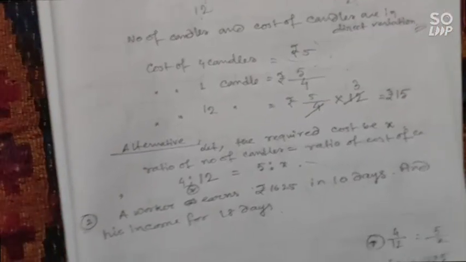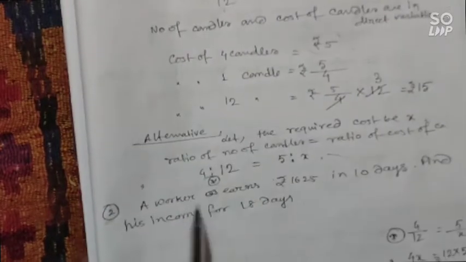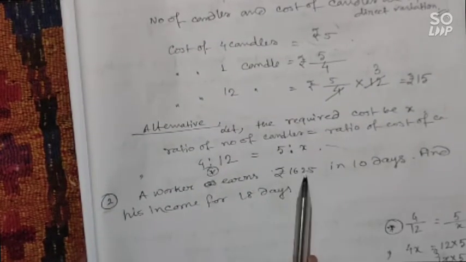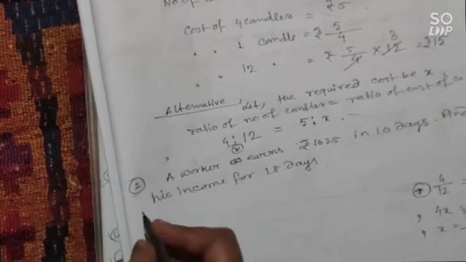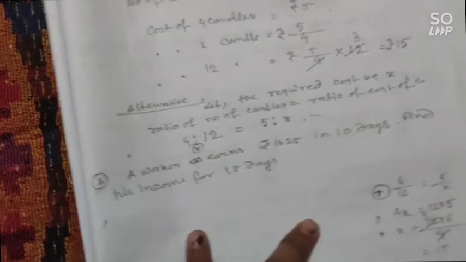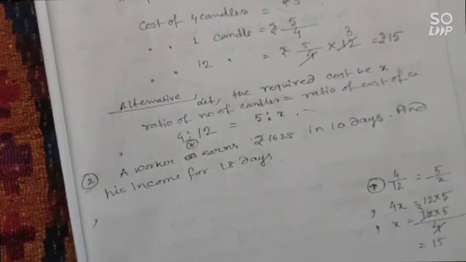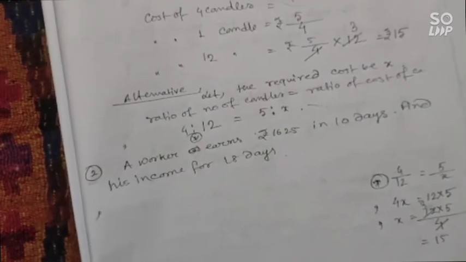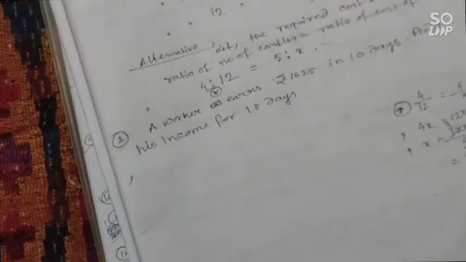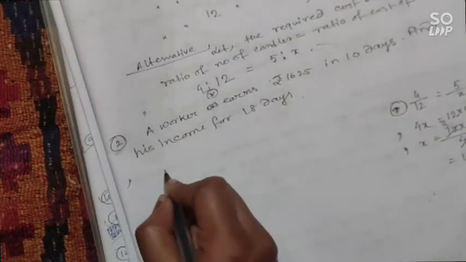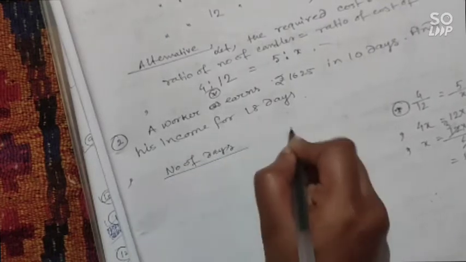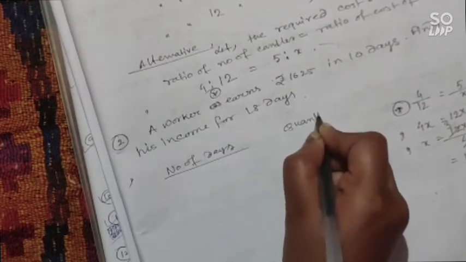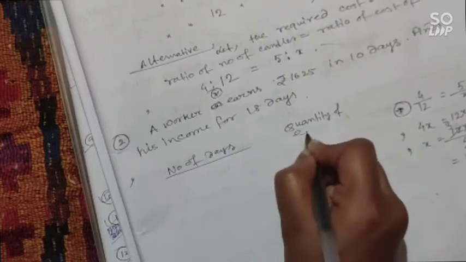Okay, next problem. A worker earns this much rupees in 10 days. Find his income for 18 days. Here the two quantities are number of days and quantity of earning.